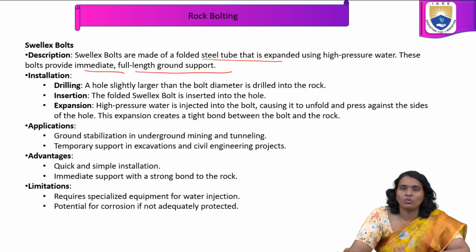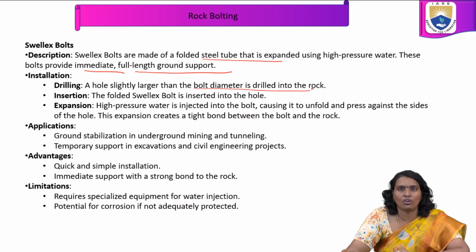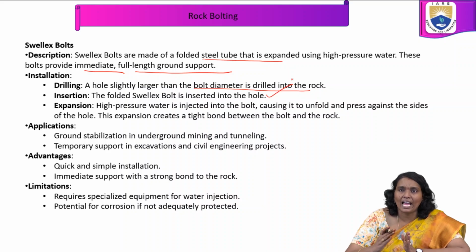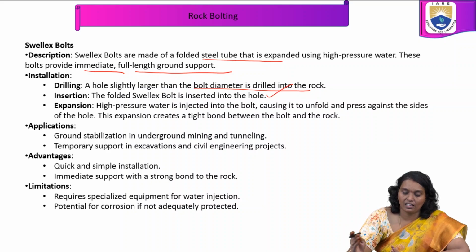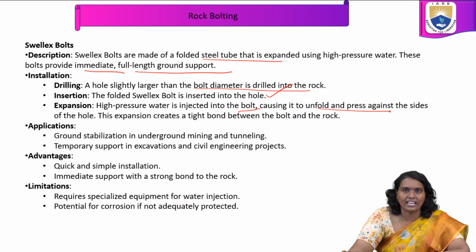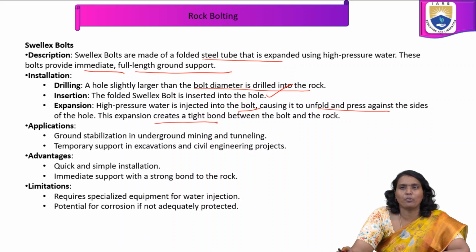In this also they are going to install. Drilling: a hole slightly larger than the bolt diameter is drilled into the rock. The folded Swellex bolt is inserted into the hole. Then high pressure water is injected into the bolt, causing it to unfold and press against the sides of the hole. This expansion creates a tight bond between the bolt and the rock.